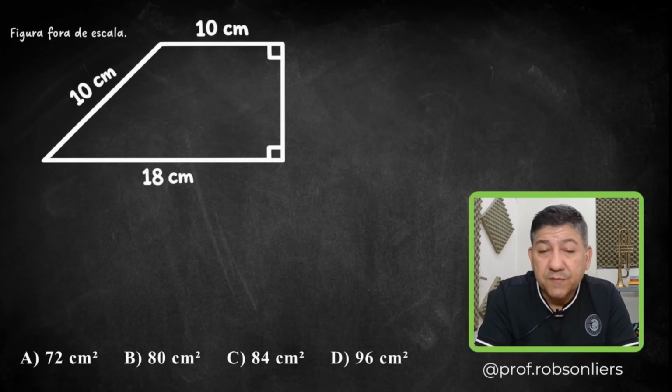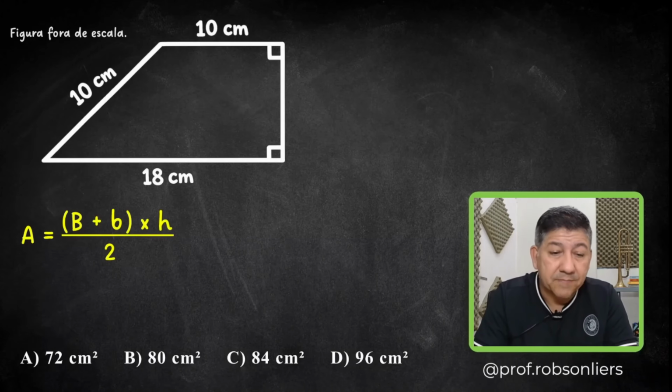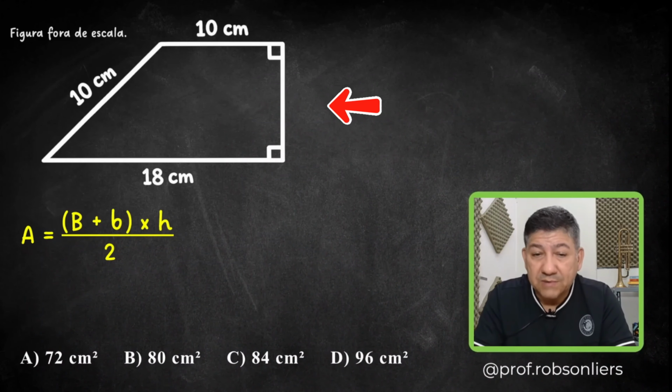Well, here we have a figure, and this figure is a trapezoid. And for us to calculate the area of this trapezoid, in fact, to calculate the area of any trapezoid, we use this formula here. Look, the area is equal to big B plus little b times the height all over 2. What is big B? Big B is the larger base, and in this figure here, it's equal to 18 centimeters. Little b is the smaller base, which is that base up there, which measures 10 centimeters, times the height, which we don't have. So I'll represent this height here as h, all of that divided by 2.